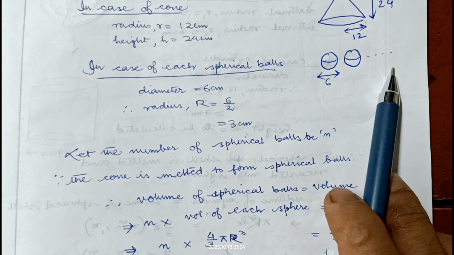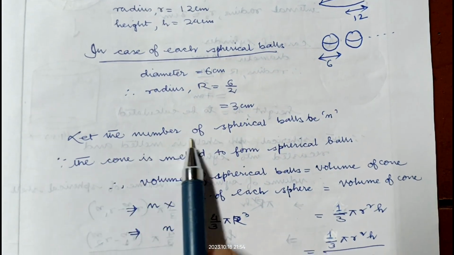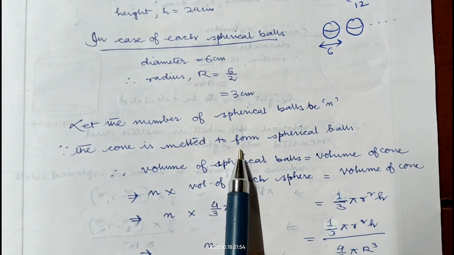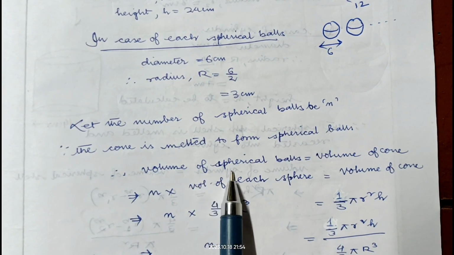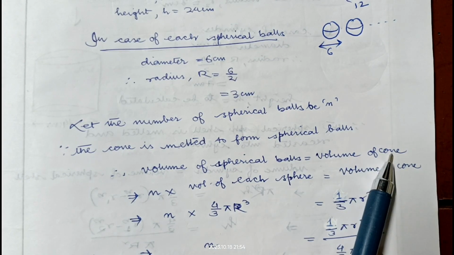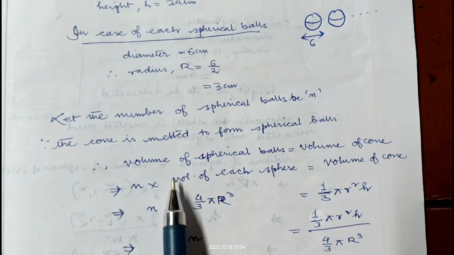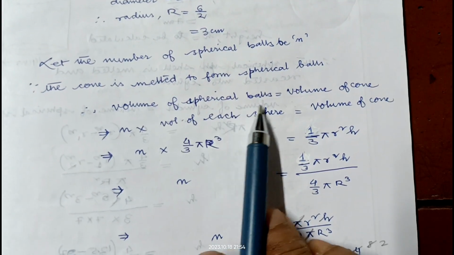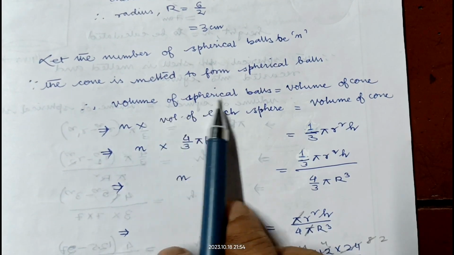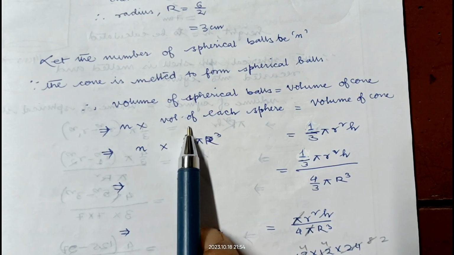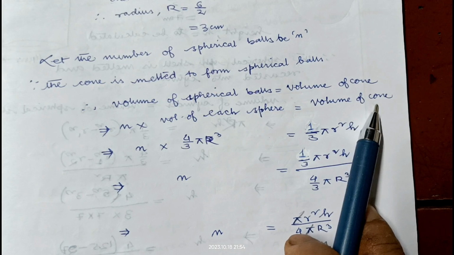Suppose there are n number of balls. So we can write let the number of spherical balls be n. Since the cone is melted to form spherical balls, the volume of balls must be equal to the volume of cone. So volume of all the balls will be equal to the volume of cone. How many balls are there? We don't know. We have written n. So n into volume of each sphere equals volume of cone.